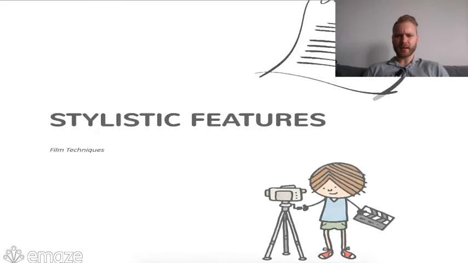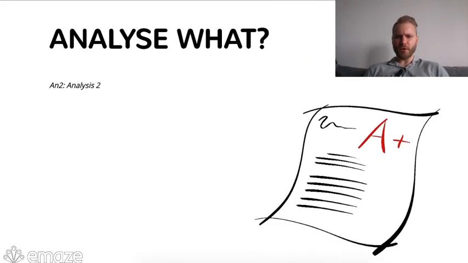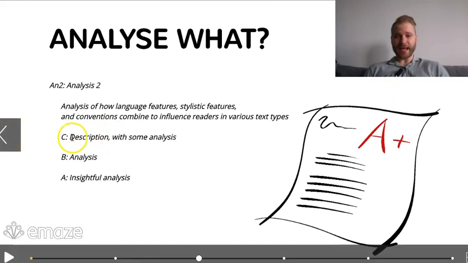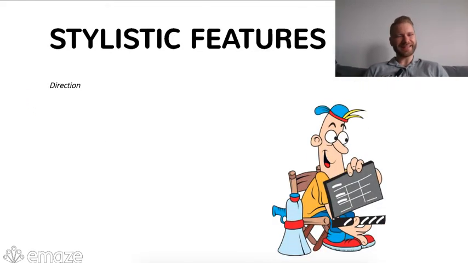Because if we look back, the description for the analysis 2 for the C grade was a description with some analysis. So if you're just retelling the plot, that's not really an analysis, that's more of a description. Okay, it's probably only going to get you a C grade if that. But you also may like to analyze the setting if that were something that was really strong in that particular film. They're all things that you can look at, and they all have their elements in what will make a film good or not so good. So they're things to review.